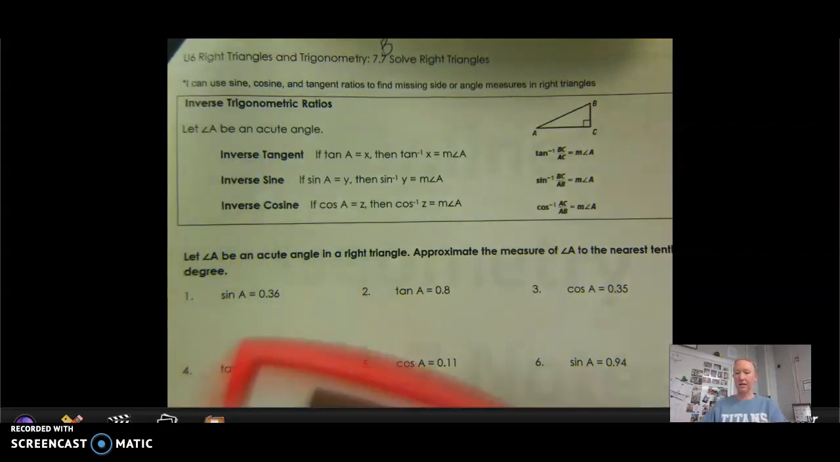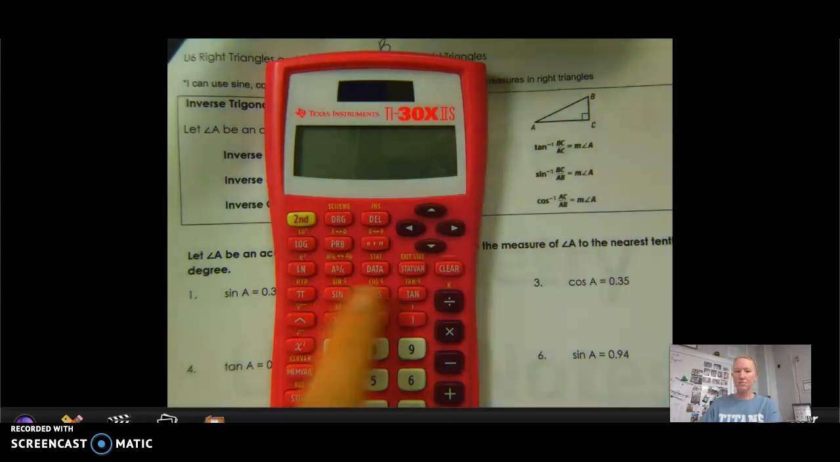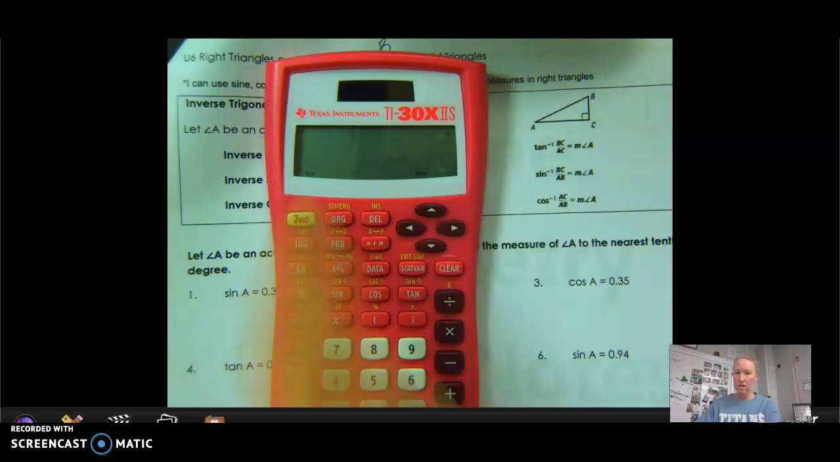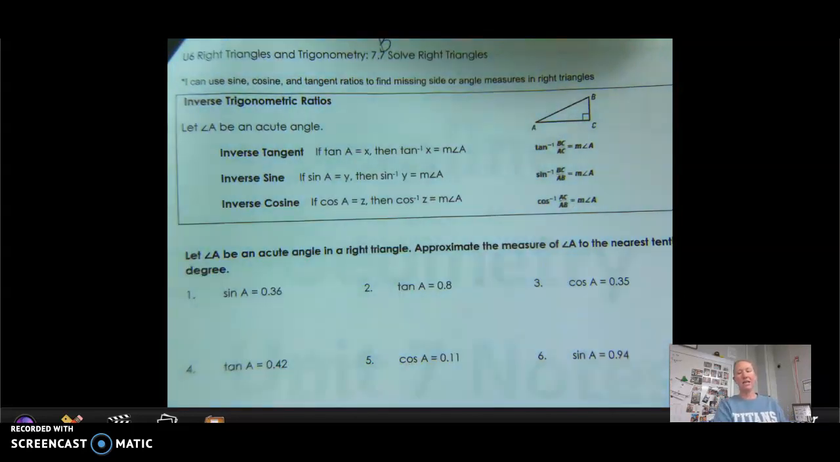You do need a regular calculator for this because the inverse functions are above sine, cosine, and tangent, and you have to use the second button with the sine button to get sine inverse, okay? So, again, this is going to help us find angle measures and not side lengths. Anytime they want you to find an angle measure, you are going to be using the inverse trig functions. If they want you to find a side length, you use a regular trig function.